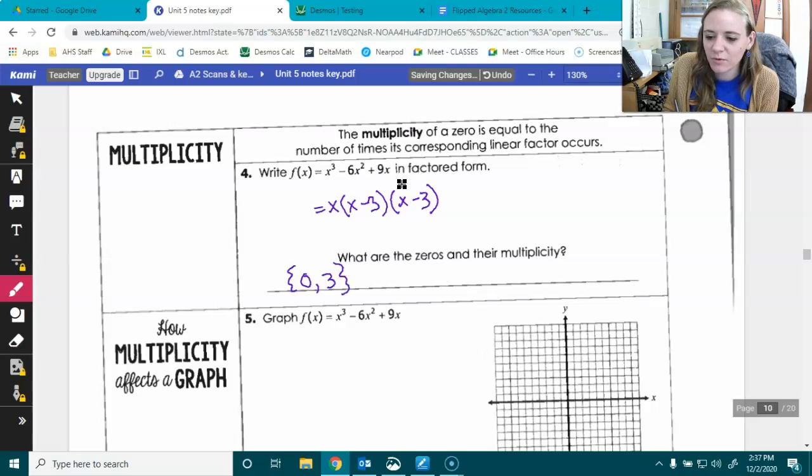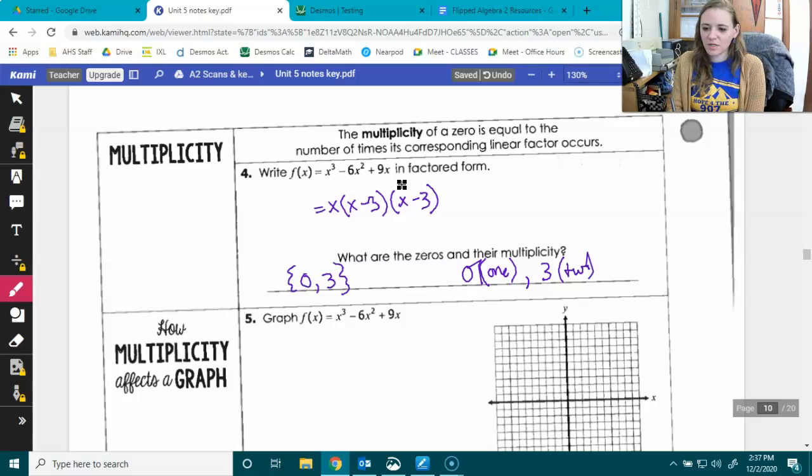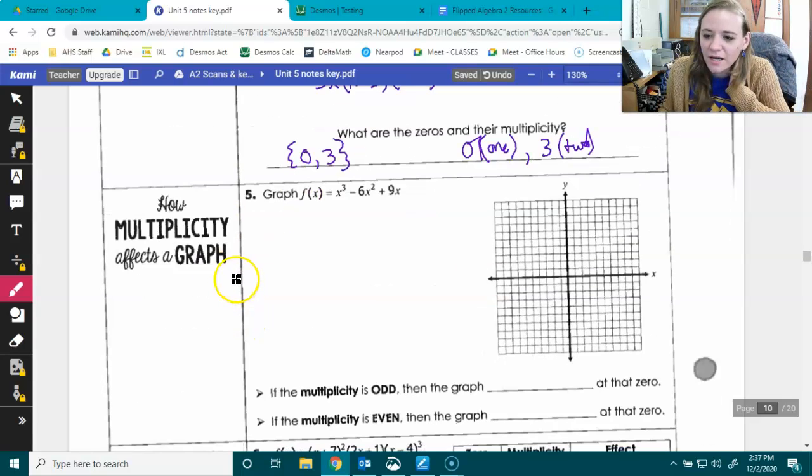So these are the zeros, and what's their multiplicity? So 0, what that means is how many times do we get the answer 0? Only once. So the 0 has a multiplicity of 1. It's only used one time. And what's the multiplicity of the 3? Well, we had that twice. So its multiplicity would be 2. Okay. So hopefully that makes sense. Multiplicity is just how many of those factors have that same answer. That's all it is.